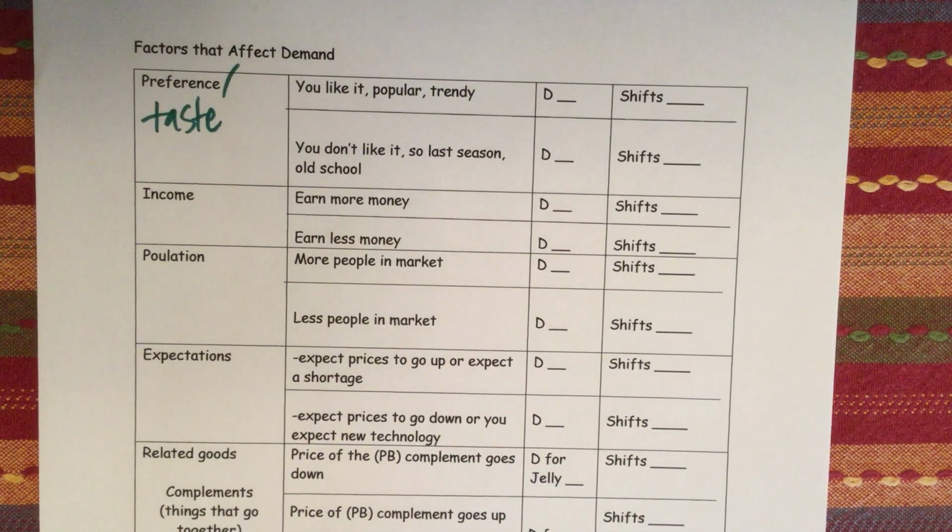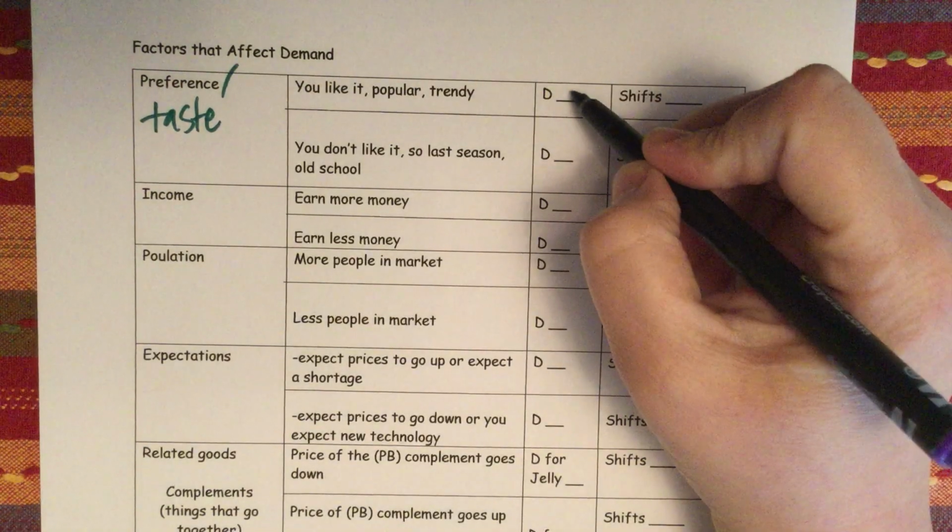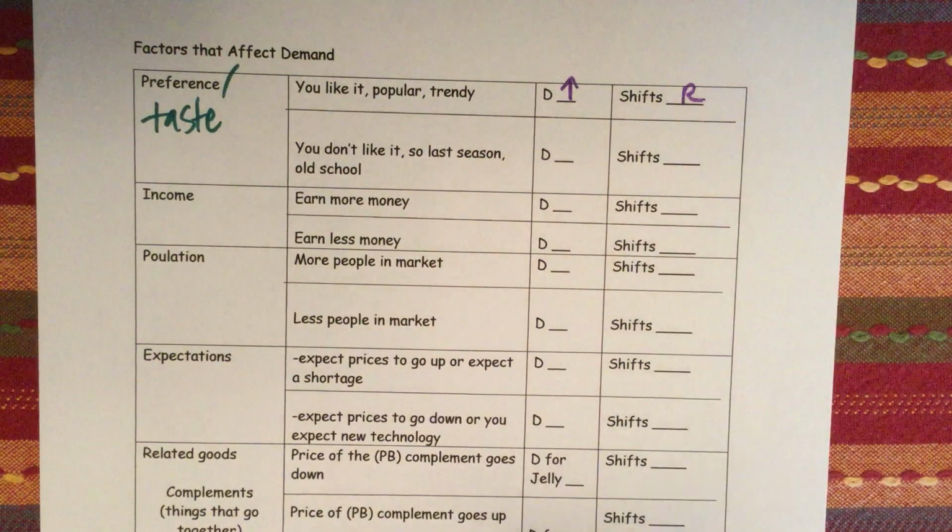Also, seasonal items have to do with your preference. If it's popular, if it's trendy, then your demand will go up and it'll shift to the right. Again, for example, news reports will affect the preference of a good or service. If all of a sudden the CDC would announce right now that vitamin C, like orange juice, would help you fight the coronavirus, then there would be an increase in the demand for orange juice.